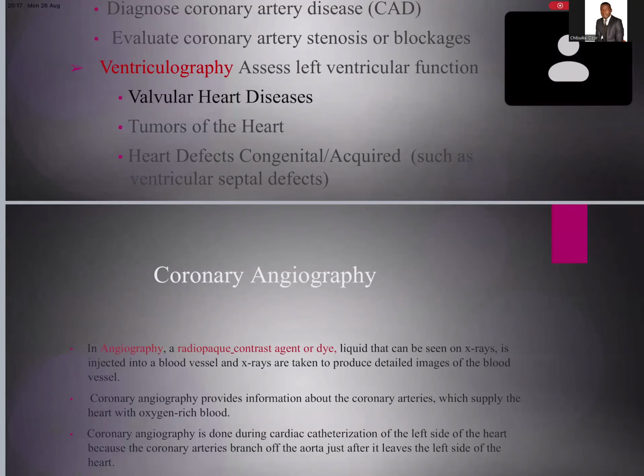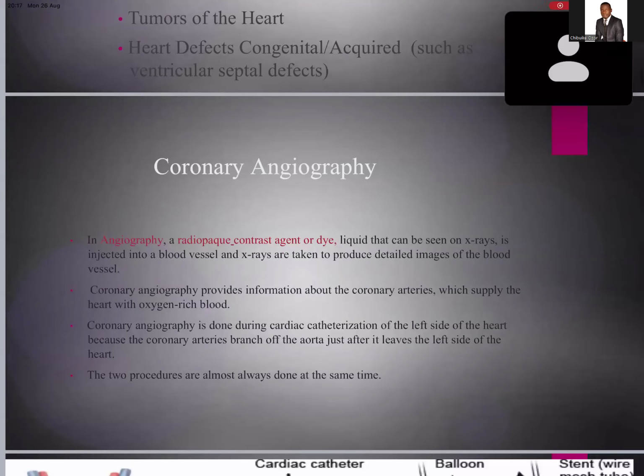Following cardiac catheterization, a dye may be injected when we also want to study the coronary arteries, in which case you also want to do a coronary angiography. And usually coronary angiography and the left heart catheterization go together. So in angiography, a radiopaque contrast media or dye, which is a liquid that can be seen on X-rays, is injected into the coronary vessels, and X-rays are taken to produce detailed images of the blood vessel.